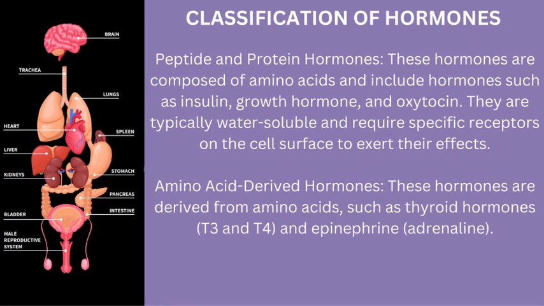Second, peptide and protein hormones. These hormones are composed of amino acids and include hormones such as insulin, growth hormone, and oxytocin. They are typically water-soluble and require specific receptors on the cell surface to exert their effects. Third, amino acid-derived hormones. These hormones are derived from amino acids, such as thyroid hormones, T3 and T4, and epinephrine, adrenaline.